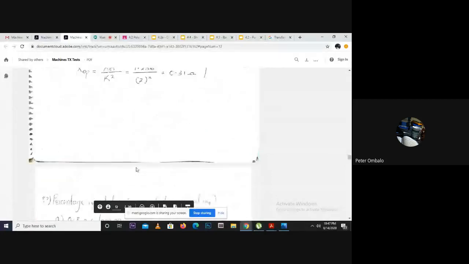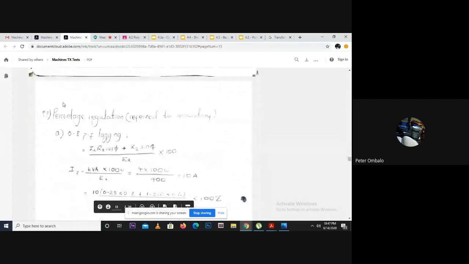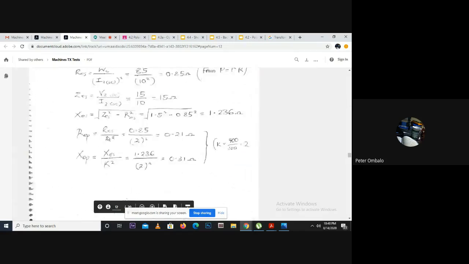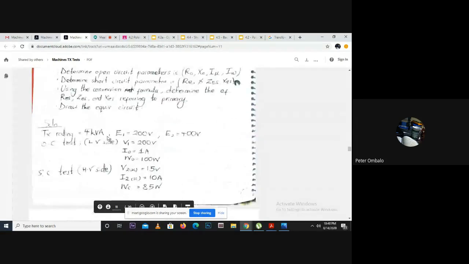The part that is new is the regulation. So percentage regulation as referred to secondary. Now, if you remember, we gave the formula for regulation as the losses due to copper, you add them and then divide by E2, and then percentage regulation will just be that multiplied by 100. But I2, sorry, let's just go back to the question for a bit.